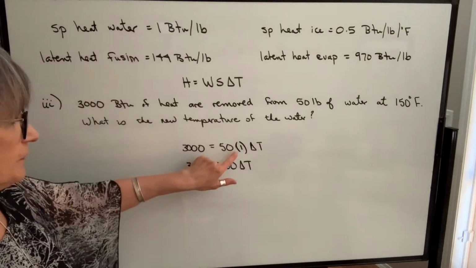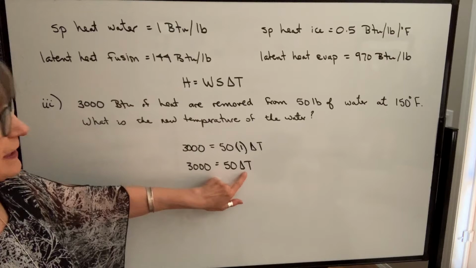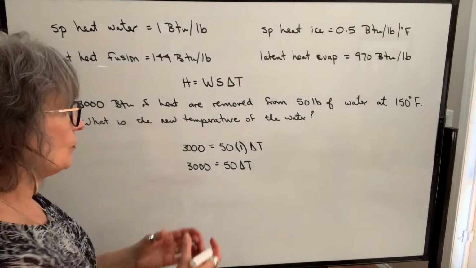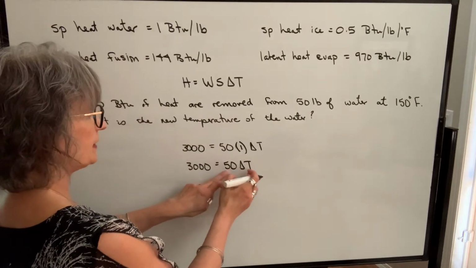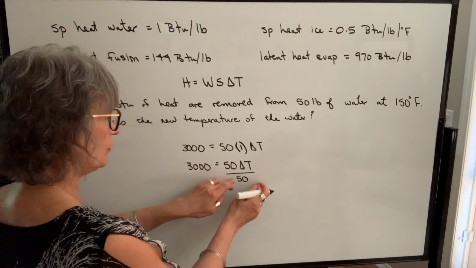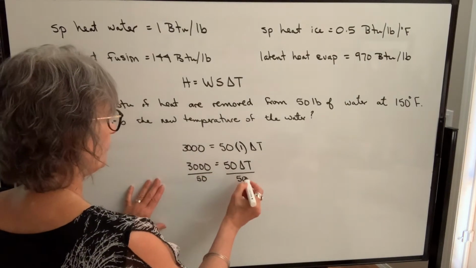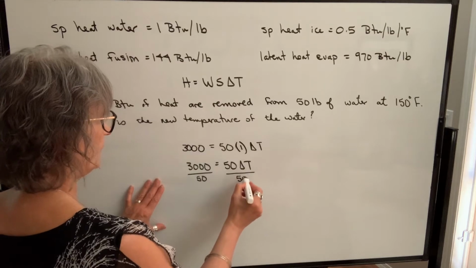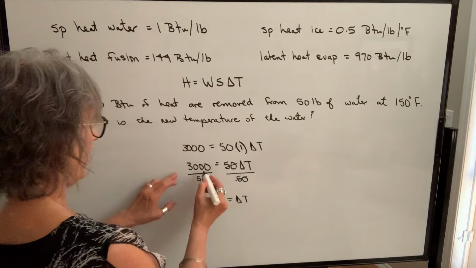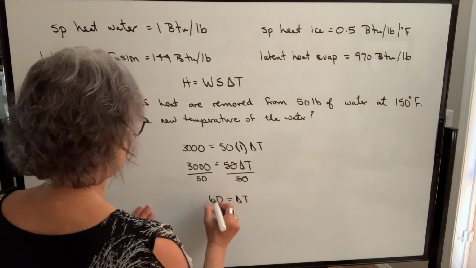I'm just going to multiply 50 times 1, which is just 50. And we're solving for delta T. So it's like an X, and if you prefer to use an X, that's fine. It's being multiplied to 50, so in order to isolate, we're going to divide by 50. Whatever you do to one side of an equation, you must do the same thing to the other side. So by dividing the right side by 50, it will cancel, and I've isolated delta T. And then on the left side, 3,000 divided by 50 is 60.